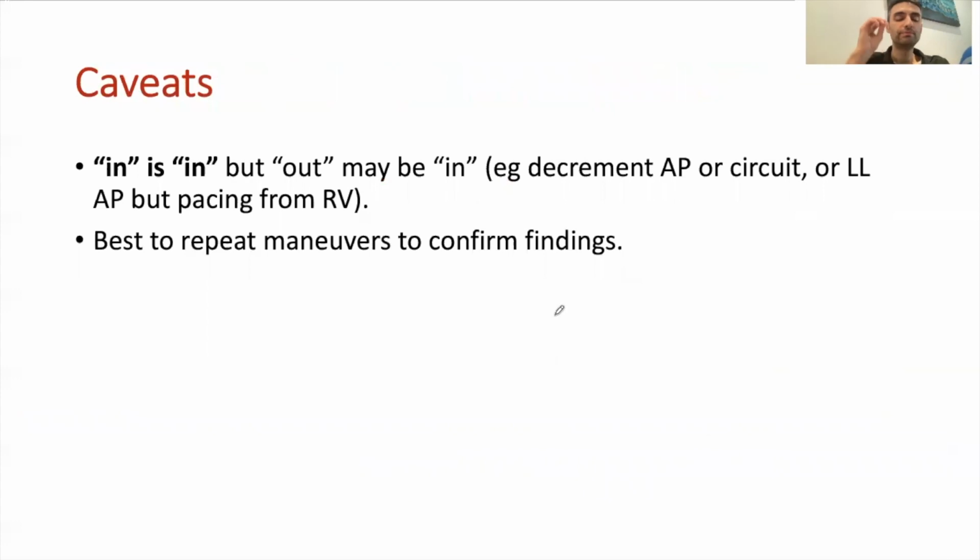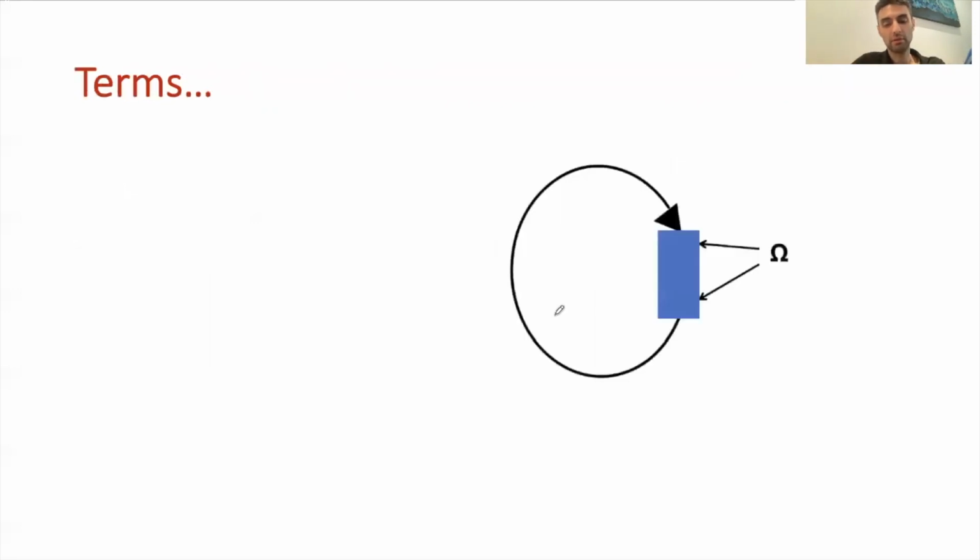So when the numbers suggest you are in the circuit, you usually are actually in the circuit. But when the numbers suggest you are out of the circuit, then actually you might be in if there is decremental conduction within the circuit, or you're pacing very far away from the circuit, such as when you're pacing from the RV and the accessory pathway is on the left side. Obviously, you have to repeat the maneuvers to confirm such findings and numbers.